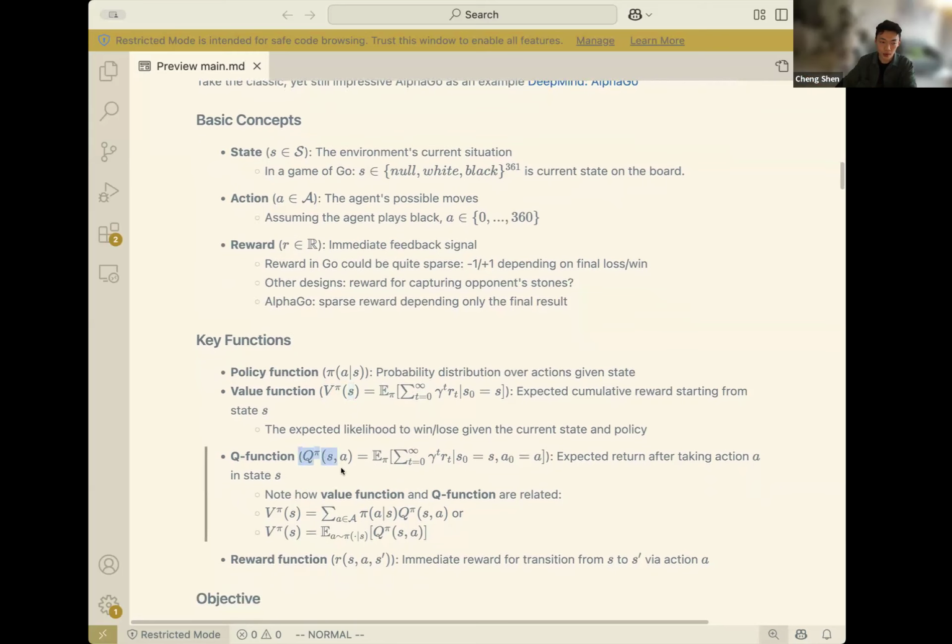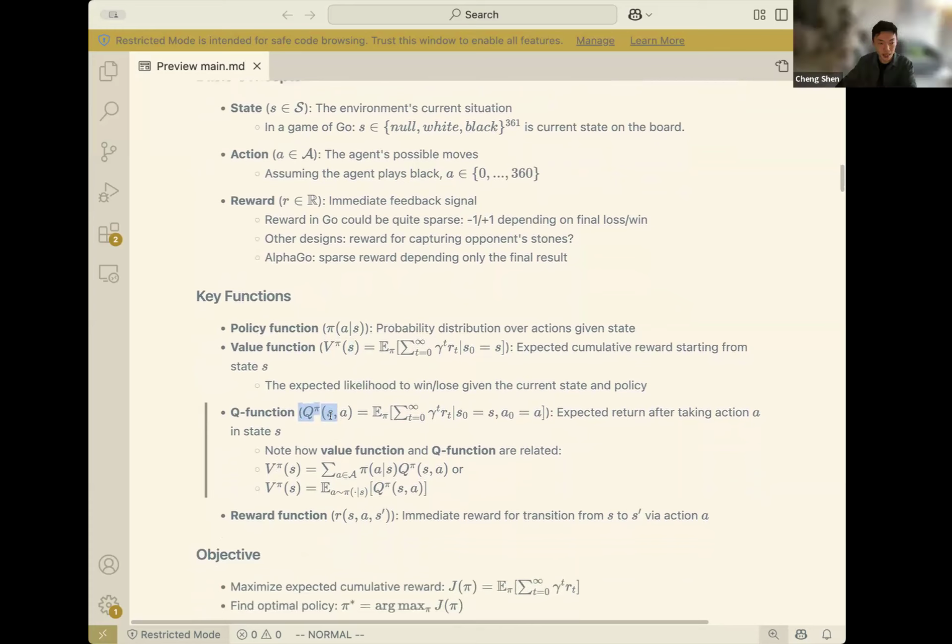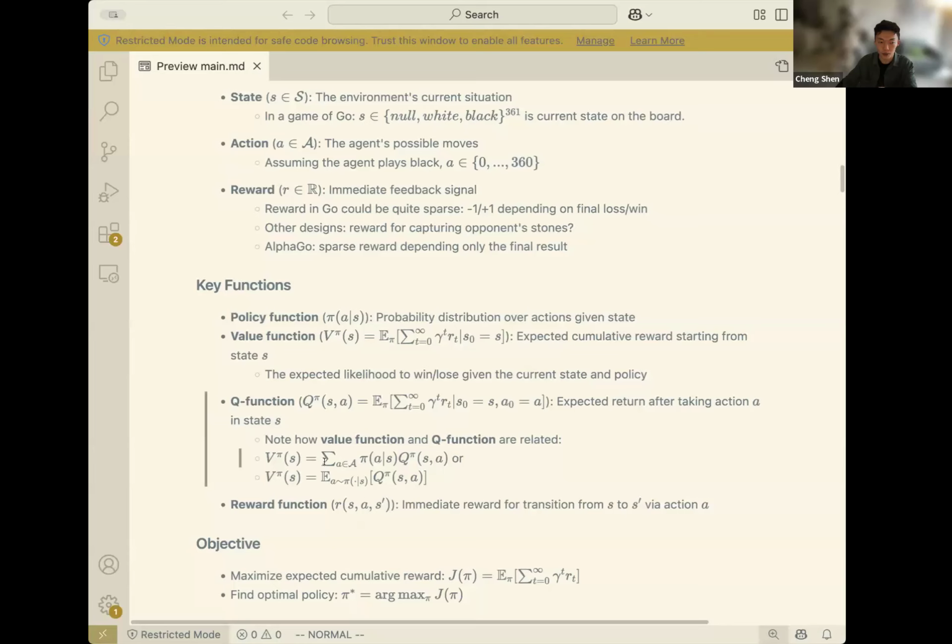For Q function, it can take the kind of enhancements from the value function. So it's predicting the expected return, not only based on state, but both the state and action. So you can see how value function and Q function are closely related to each other. For value function, it's basically summing over all the possible Q function values given all the actions that might be taken. So the value function is basically the expected value of Q function over all the actions.